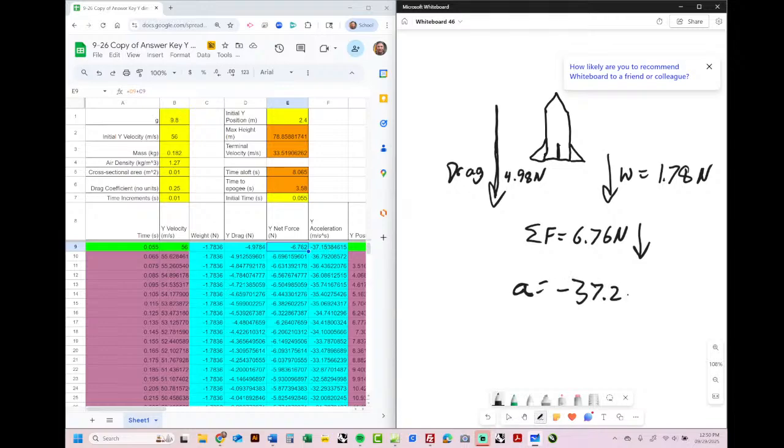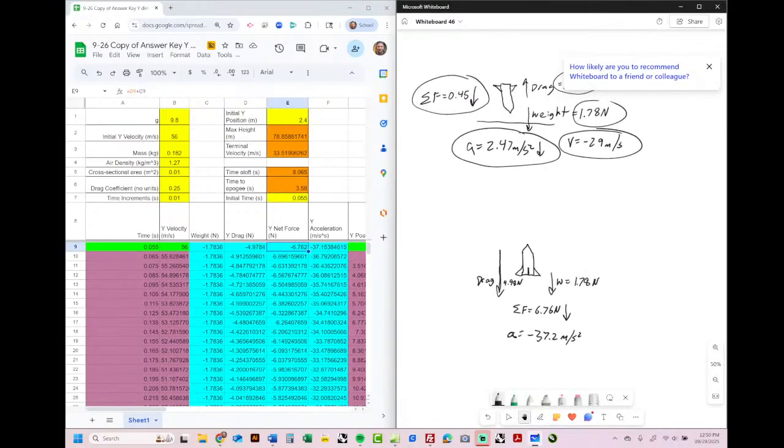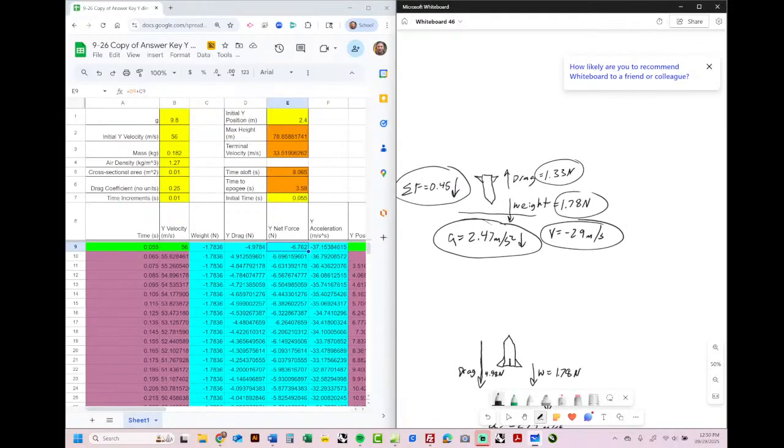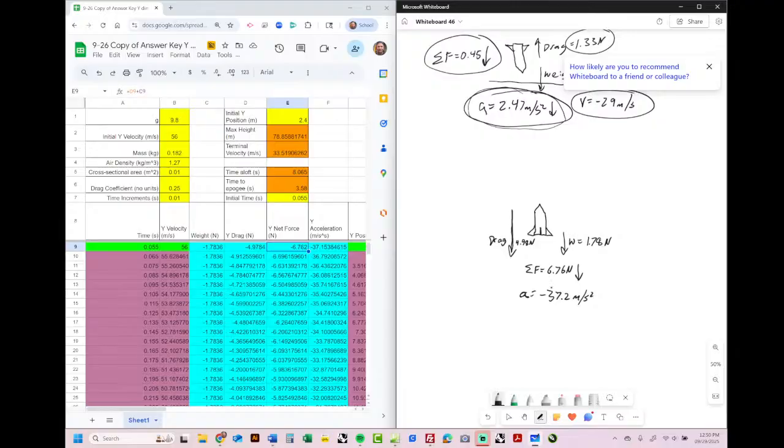37.2 meters per second squared, I'm just rounding. So it's slowing down really fast. It's going very fast, and it's slowing down fast compared to how quickly this one is accelerating. How fast it's speeding up as it's falling, that's much smaller. This is a much bigger acceleration.